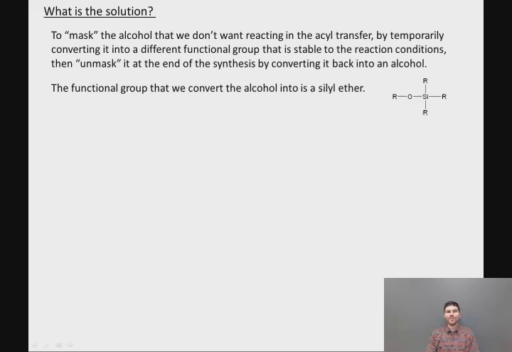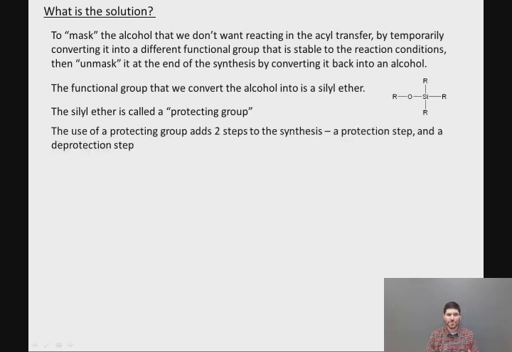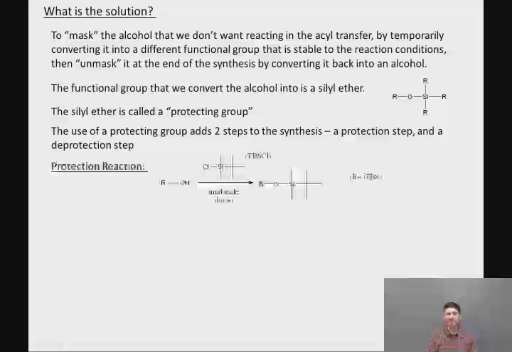Well, the functional group that we convert the alcohol into is a silyl ether. Okay, so it looks like an ether, except on the right side of the oxygen, instead of being another carbon, there's a silicon. Silicon is directly below carbon on the periodic table. It also forms 4 bonds. So the silyl ether is called a protecting group. The use of a protecting group adds 2 steps to the synthesis. You have a protection step and a deprotection step.